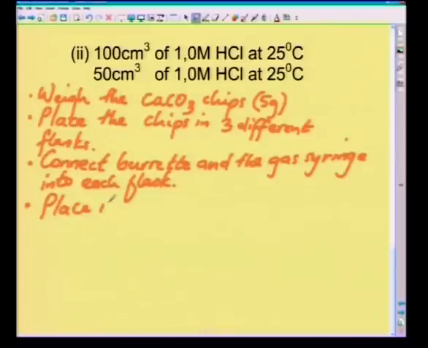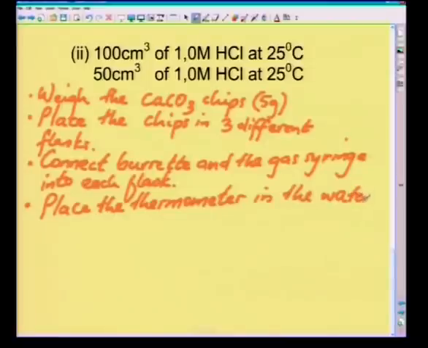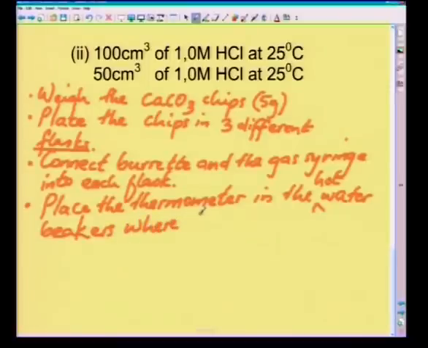You also need to place the thermometer in the water. Let me just say hot water here. This hot water should be the water in which the flask is in. So all these 3 flasks should be inside this water. So you place the thermometer in the hot water in the beakers or whatever you might have used, where the flasks are. This is for you to measure the temperature as the reaction takes place.